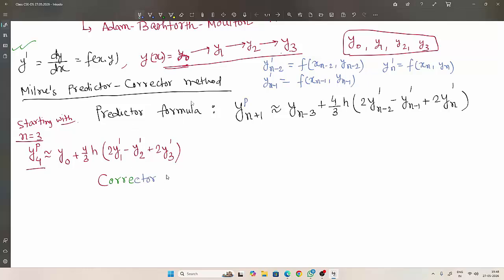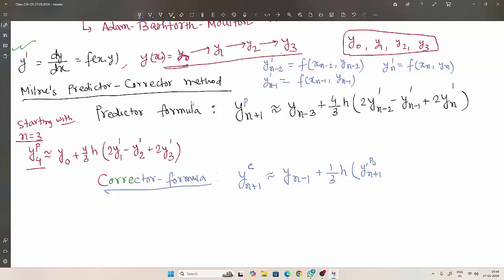Now the corrector values. So now the corrector formula is for yn plus 1. The same value will be corrected. So I am writing the c. C means the corrected value. So yn plus 1 c is approximately equal to yn minus 1 plus h by 3 into yn plus 1 predicted dash, the y dash value at the predicted point. You can write it like this. Understood it clearly?